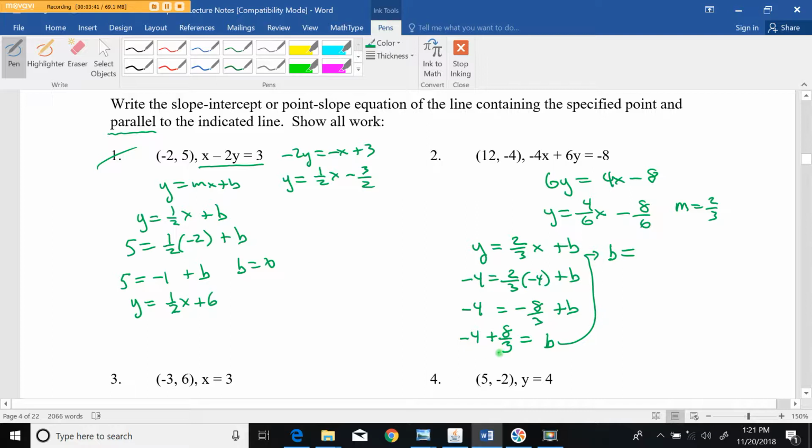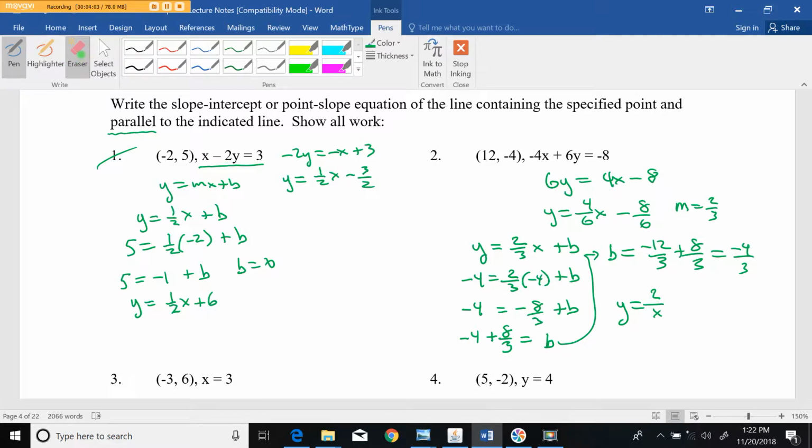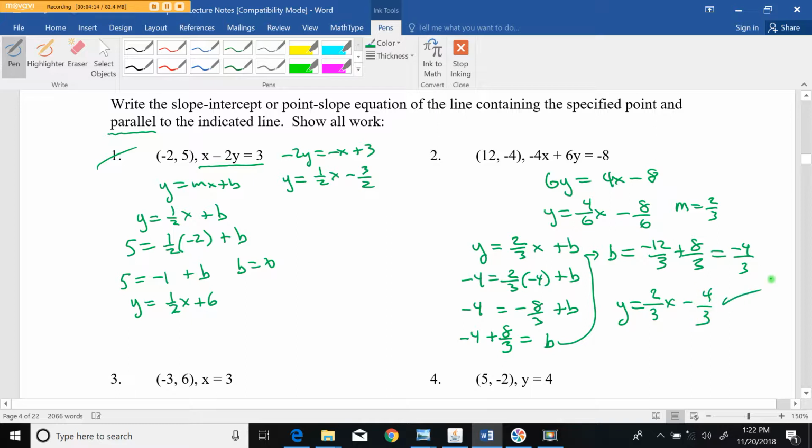Now, written with the denominator of 3, that's negative 12/3 plus 8/3, which is negative 4/3. So the line we're looking for is y equals 2/3 x plus a negative 4/3, or we'll just say minus 4/3. And that's done.